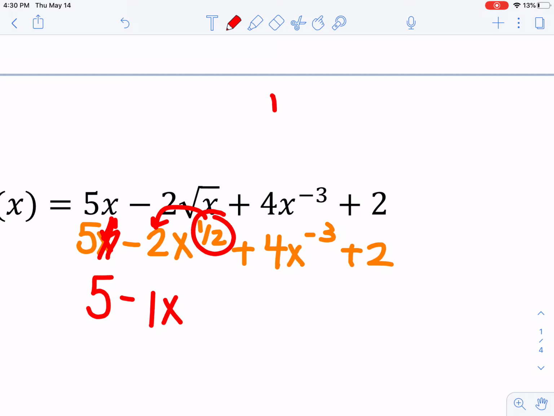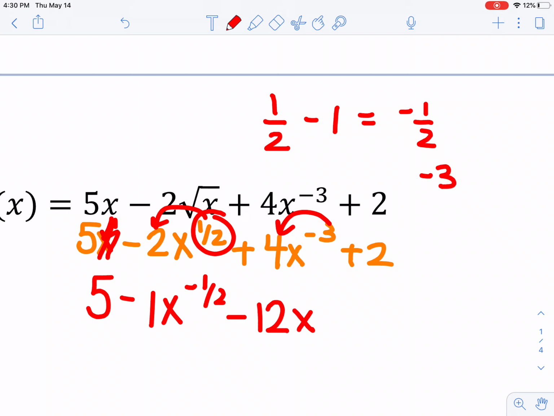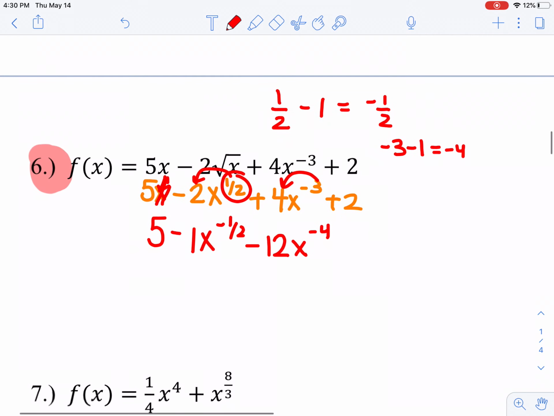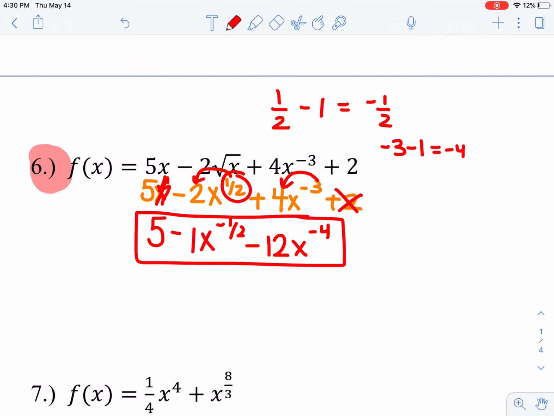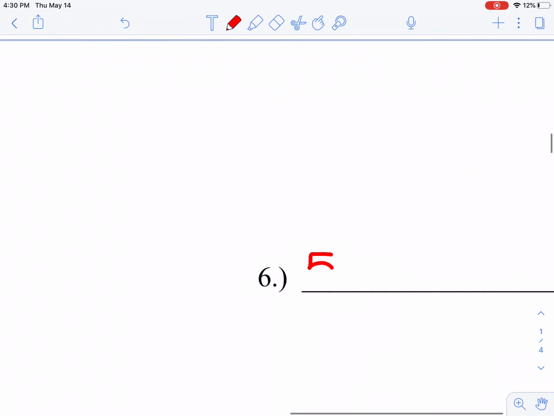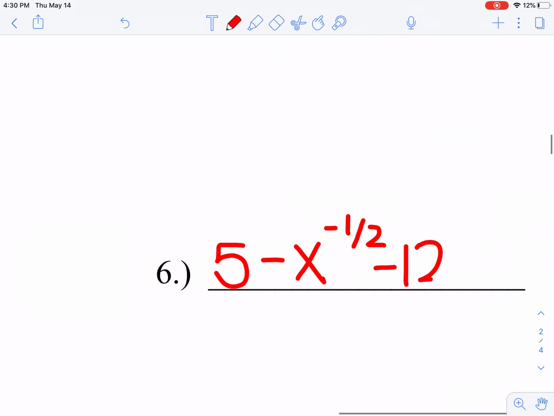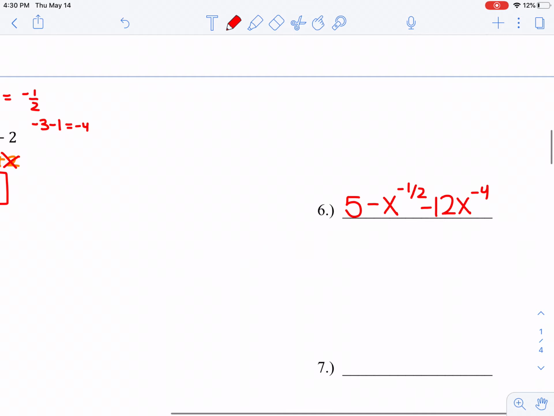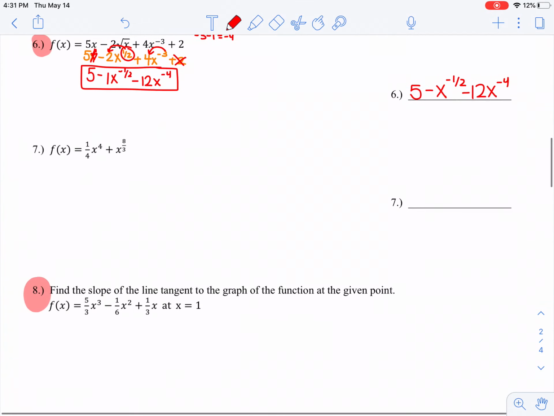And then remember, guys, we have to subtract 1. Okay? 1/2 minus 1 is negative 1/2. So that's why this power goes to negative 1/2. Drop down the negative 3, so that's negative 12. X, negative 3 minus 1 goes to negative 4. I always think of a number line and going to the left on the number line. And the 2 goes away, so that's my answer. Okay, so 5 minus x to the negative 1/2 and minus 12x to the negative 4th. Yeah, it's fun, right?